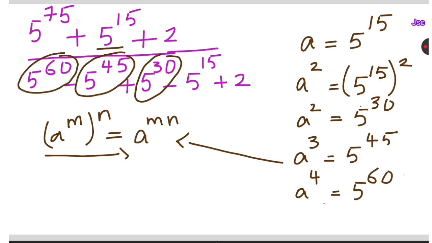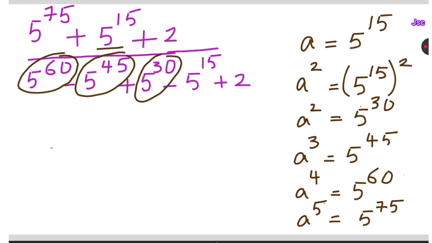Now we need 5 raised to the power of 75, so we need to do power 5. So A raised to the power of 5 is 5 raised to the power of 75. Let's substitute these A values in our expression.